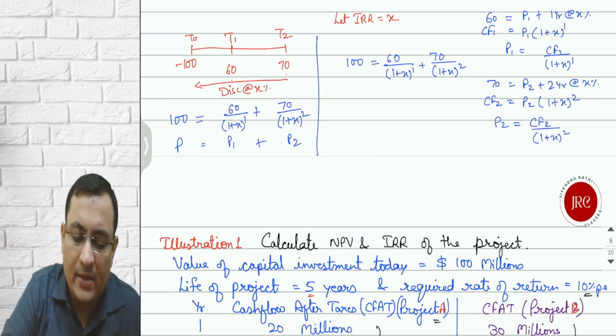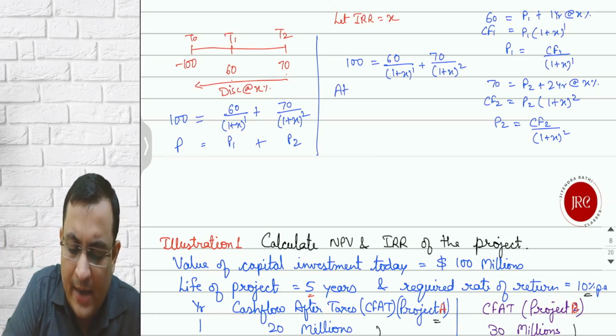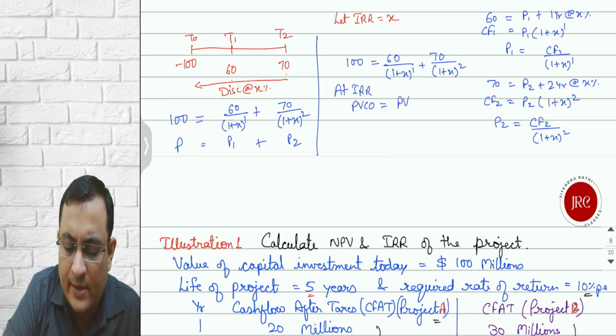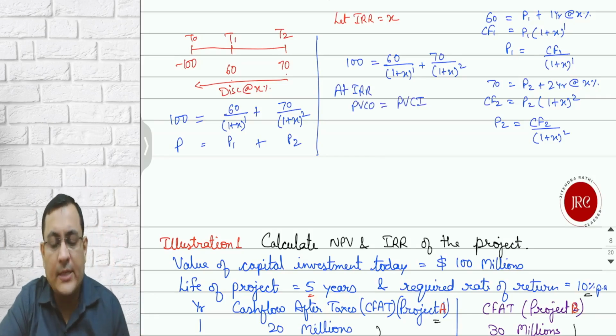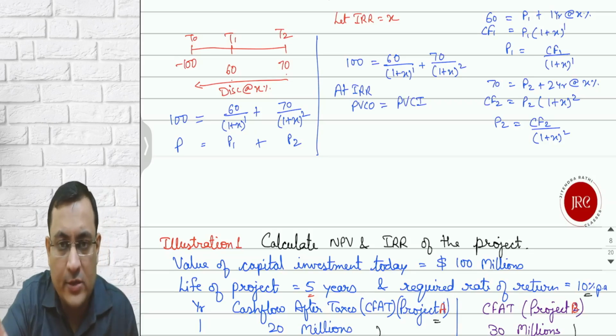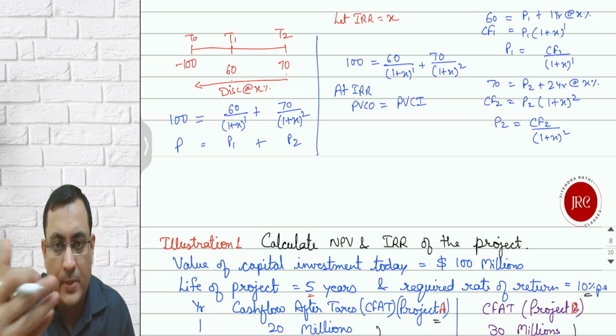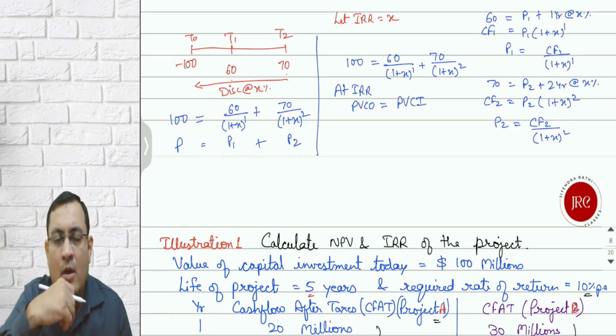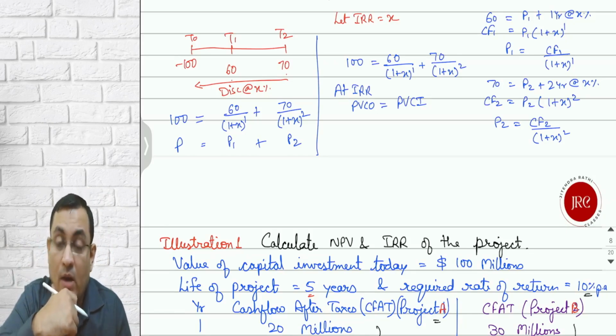I can say at IRR, my PVCO should be equal to PVCI. Present, because this is discounted value. So discounted value is present value. My PVCO, or present value of cash outflow, should be equal to present value of cash inflows. Now how to calculate it?